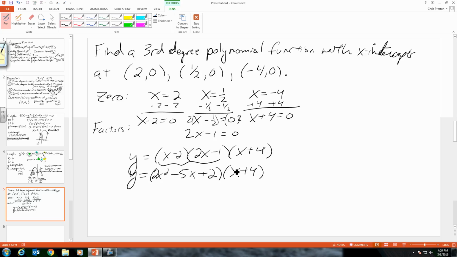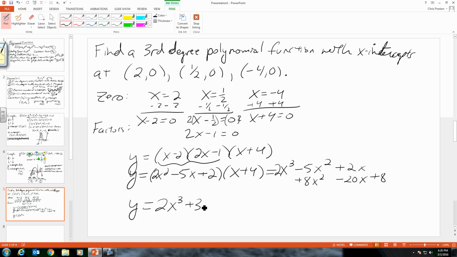And I'm going to distribute this x plus 4 into the trinomial. So 2x cubed minus 5x squared plus 2x. And then I'm going to distribute the 4 through. That's going to be a positive 8x squared, a negative 20x, and a positive 8. So my function could look like the following: 2x cubed plus 3x squared minus 18x plus 8.